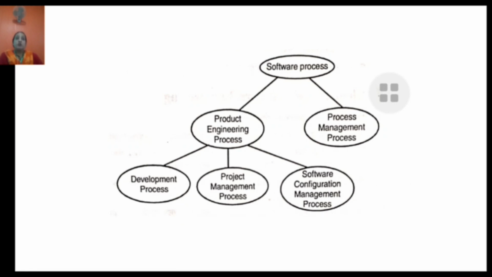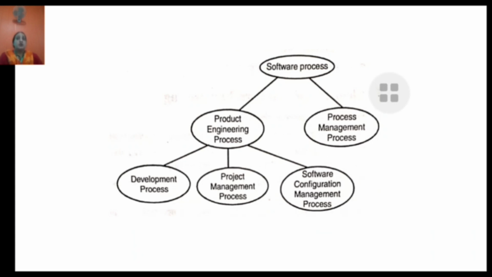The product engineering process is further divided into three parts. First one is the development process, second one is the project management process, and third one is the software configuration management process. Now we will discuss the product engineering process.